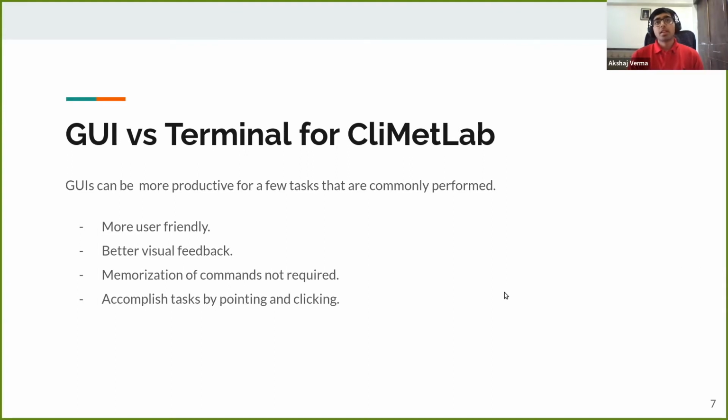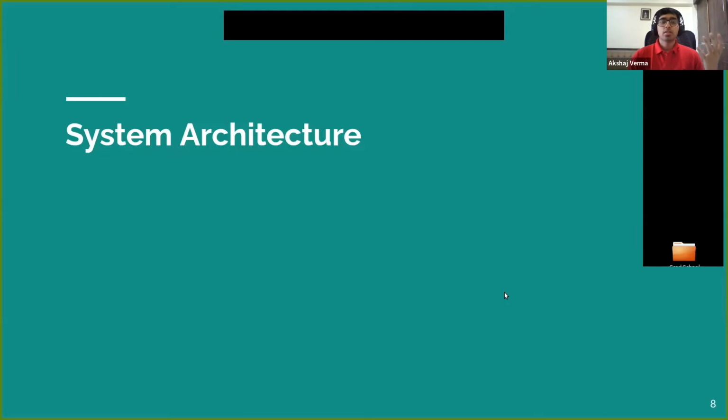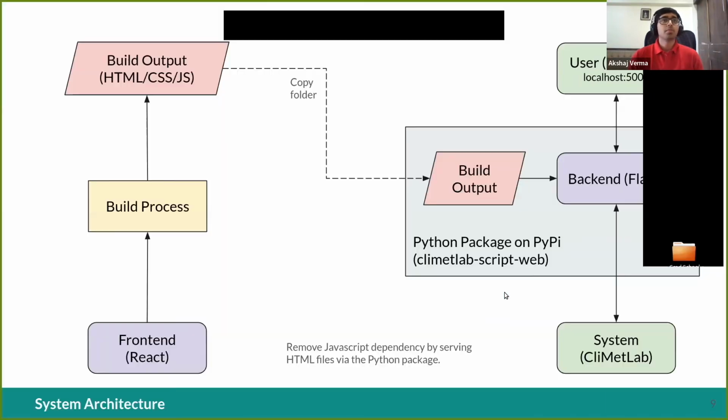So now that we have that, let's look at how we architect this application. On the left, you can see the front end, and on the right, you can see the actual Python package. And there's a reason that these two are decoupled. That's because we wanted the end user to have zero JavaScript dependency, and we achieved that by directly serving the HTML files via our backend, that's written in Flask.